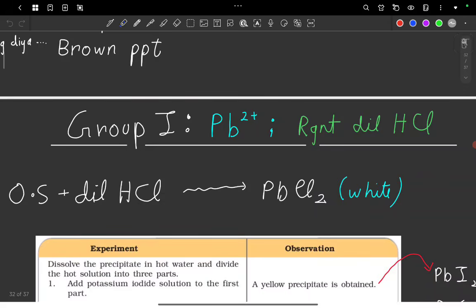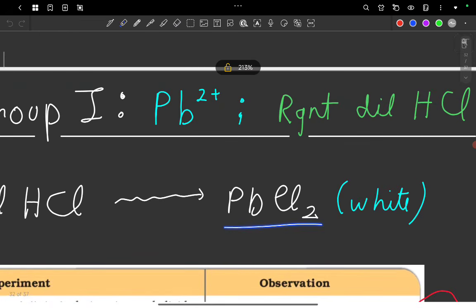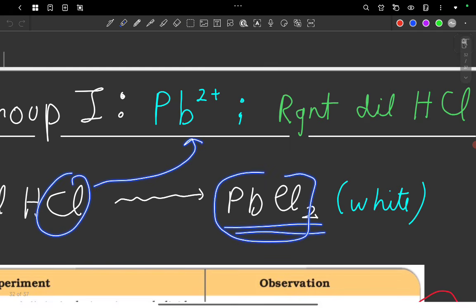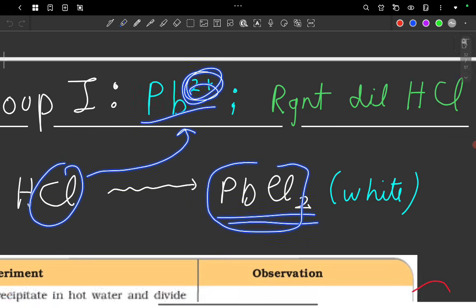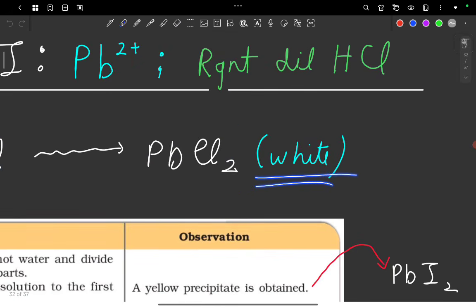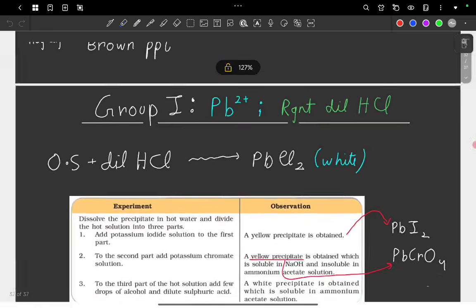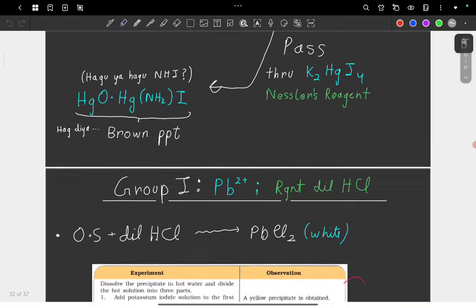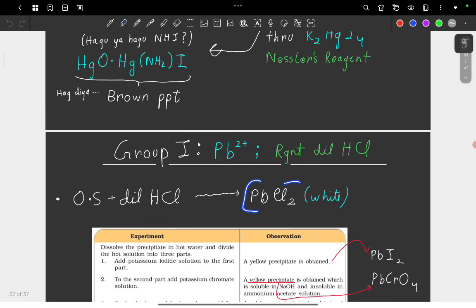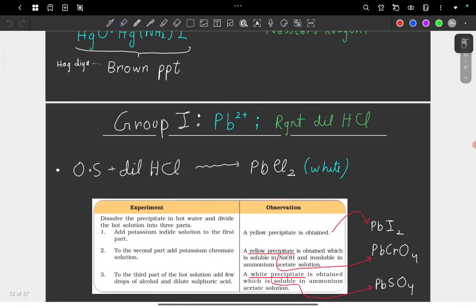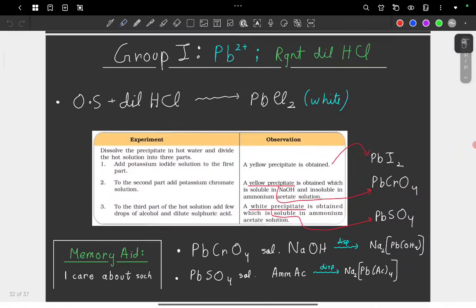Now of course, if you have lead 2 plus in the original solution and you add dilute HCl to it, it will form lead chloride, PbCl2. This Cl will take the place of the empty valency of the 2 plus lead ion, and this will make white lead chloride. Now, if you get the compound lead chloride, there will not be written lead chloride on it. You have to test whether the Pb2 plus ion is present or not. So how do I test?